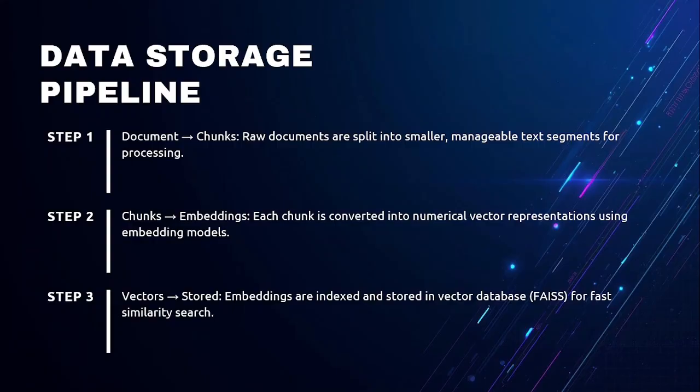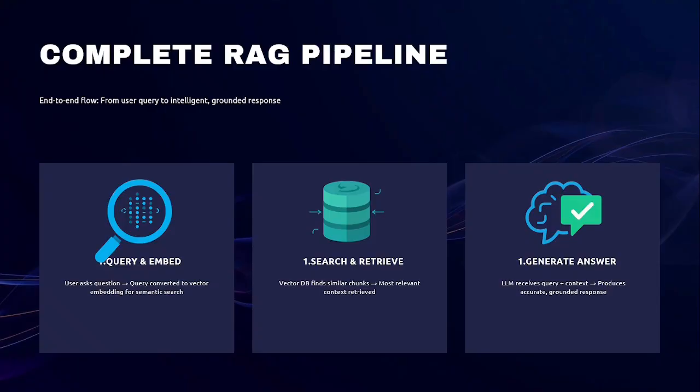Now, when a user asks a question, we convert the question into an embedding. Then we search for similar vectors. We retrieve the most relevant chunks. And finally, we pass that context to the AI model. Now, the AI generates the answer based on the data. So, now the AI is not guessing anymore. It is answering based on the actual data.